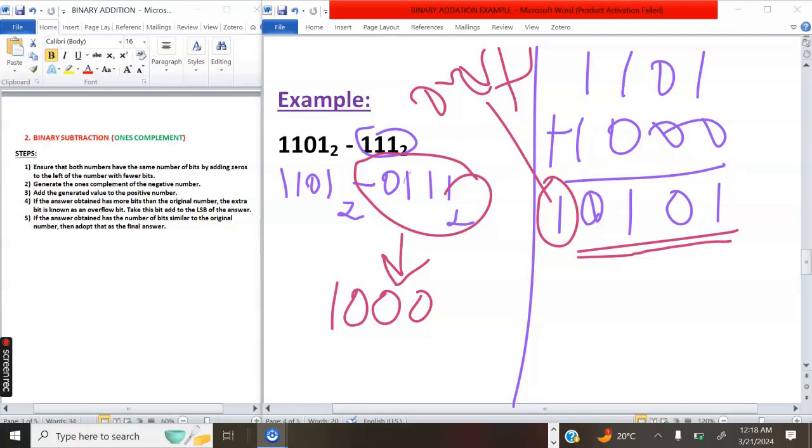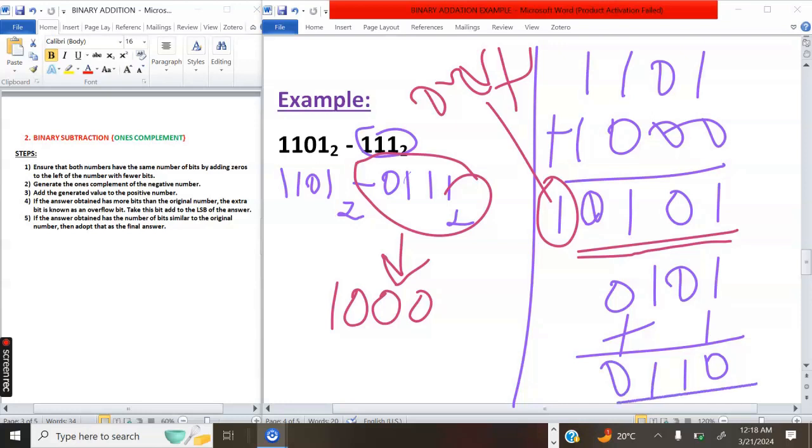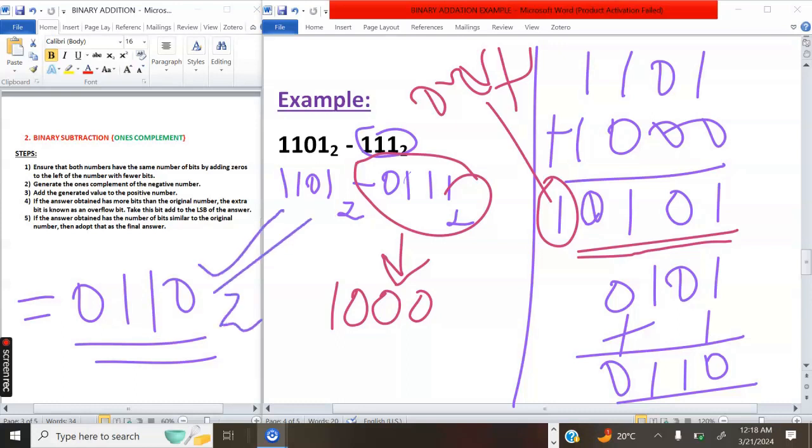So what I will need to do on the overflow, I will take 0, 1, 0, 1. Then I will add the overflow, which is 1. So the final answer will be 0, 1, 1, 0. Therefore, my final answer for this question is 0, 1, 1, 0. So this is the final answer. I hope you have understood how to go about it. Okay, let's go and do another example, still on this case.